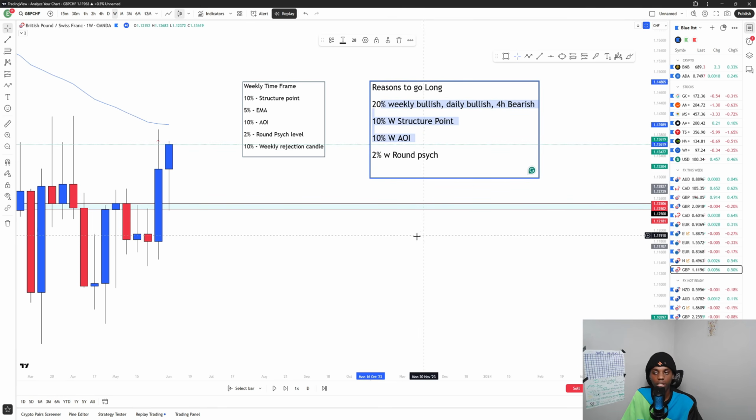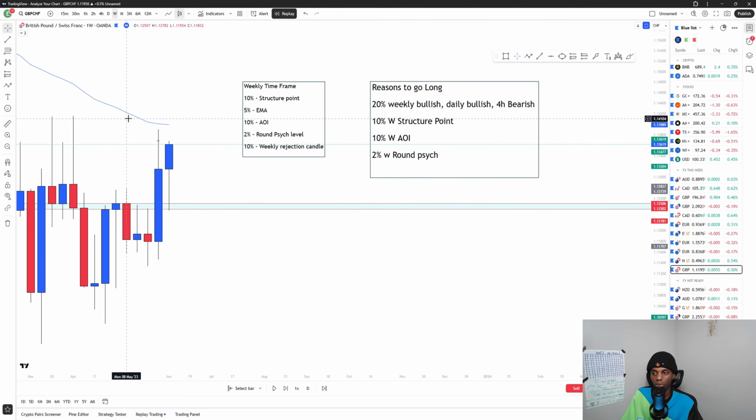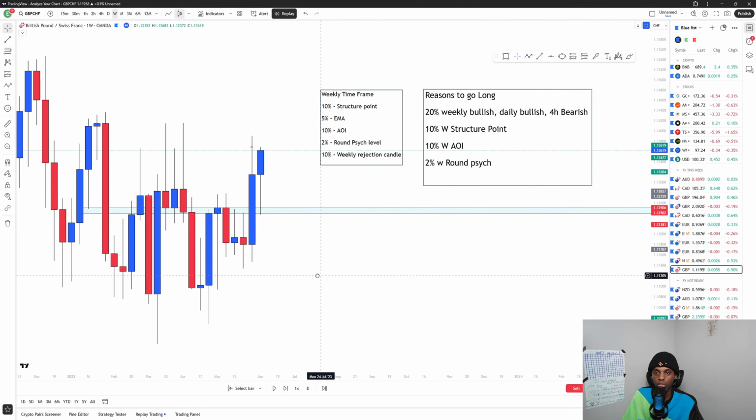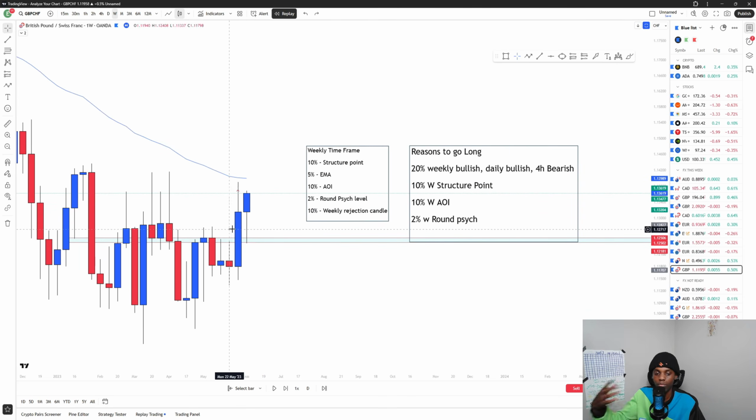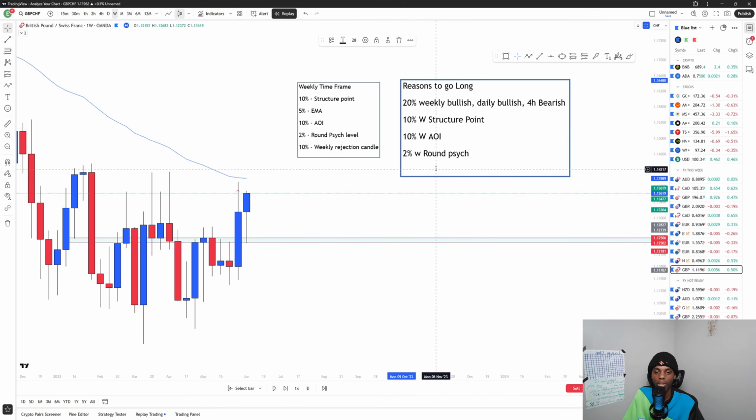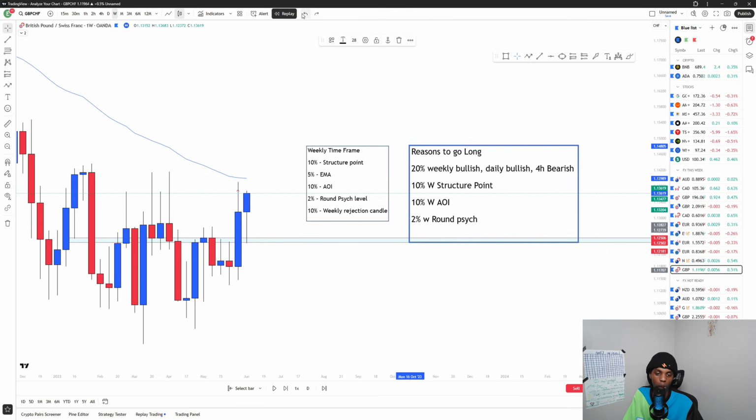round psychological level is an added confluence. It doesn't break or make your trade. And it's the same thing as the EMA. The EMA is also an added confluence, just an extra confluence. It doesn't break or make your trade. I can remove the round psychological level, delete this line, and also delete the EMA, and I'll still trade fine. Sometimes I even delete the EMA by accident and then go for weeks without realizing it. That's why they're worth so low. They're just added confluences.